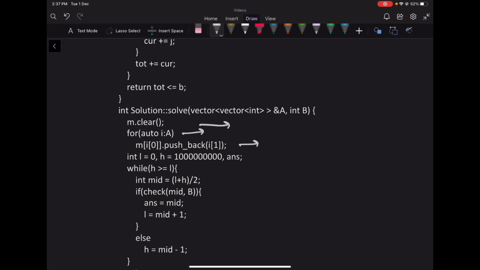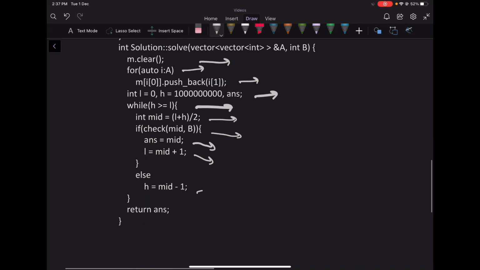Now we set low to 0 and high to a very big number, that is infinity. So while high is greater than or equal to low, mid is (L plus h) by 2. So we'll check if mid can be our answer. If mid can be our answer, we'll assign answer as mid and we'll look for higher answers by setting L as mid plus 1. Otherwise, we'll set high to mid minus 1, and we'll return answer.